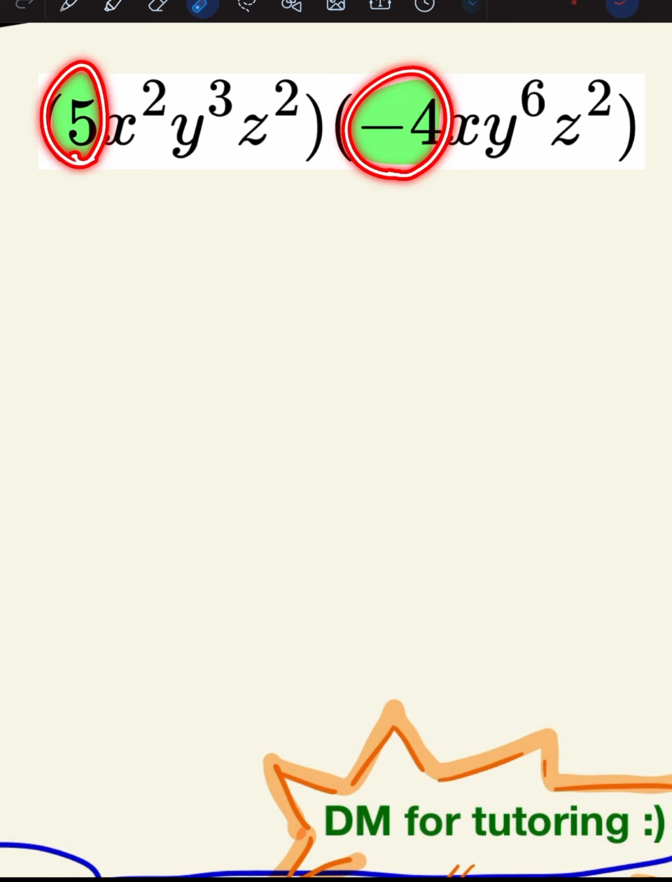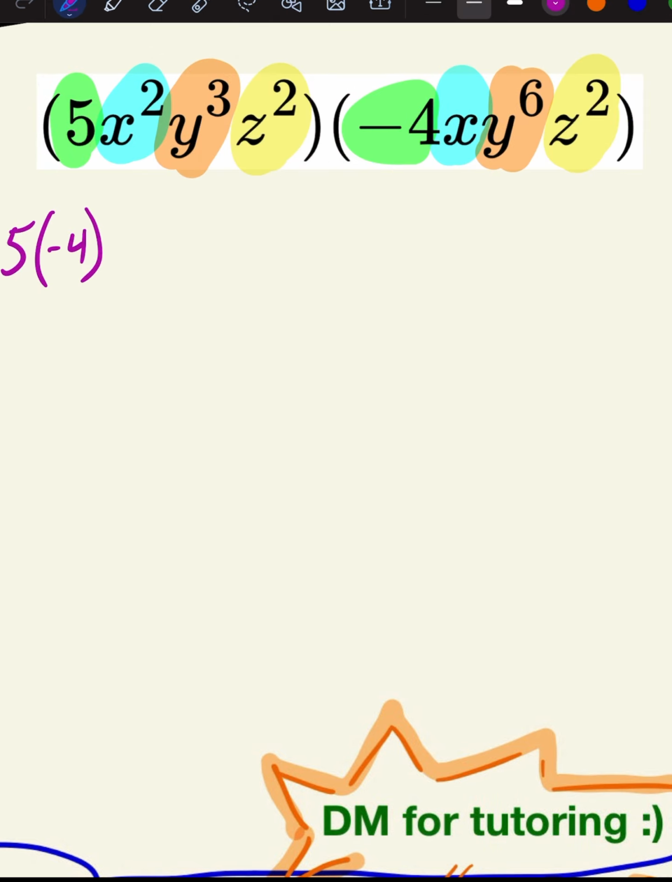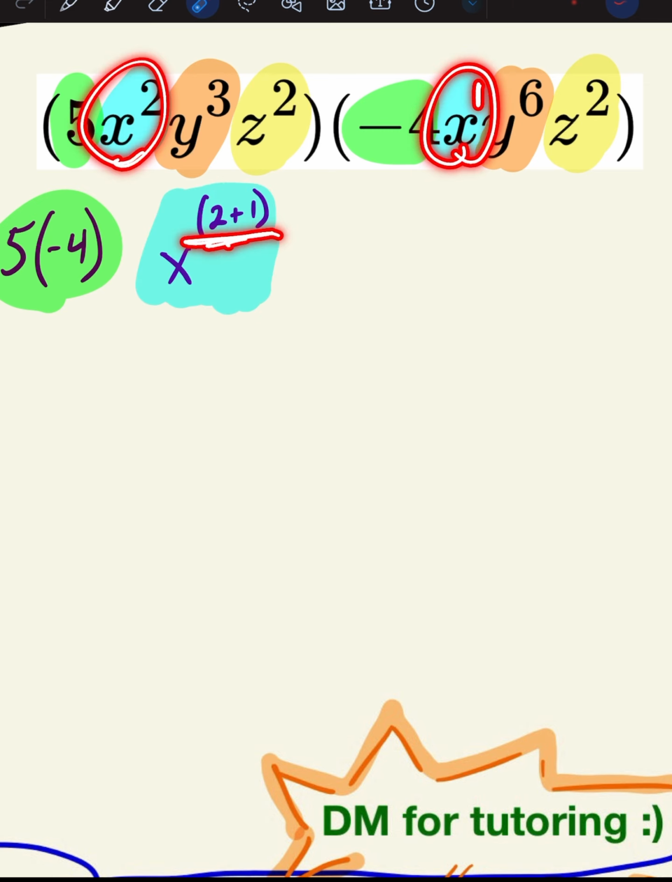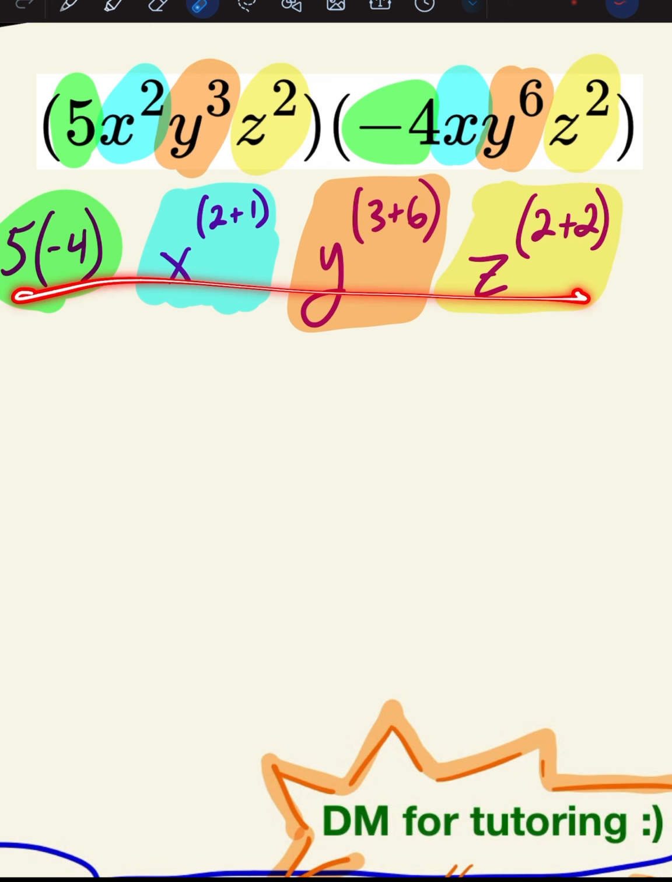Again, separate your coefficients, your x's, your y's, and your z's. Coefficients will multiply, and our variables will add the exponents. Remember, there's always an invisible 1. 2 x's and 1 x, 3 y's and 6 y's, and 2 z's with 2 z's. Now simplify each of these terms.